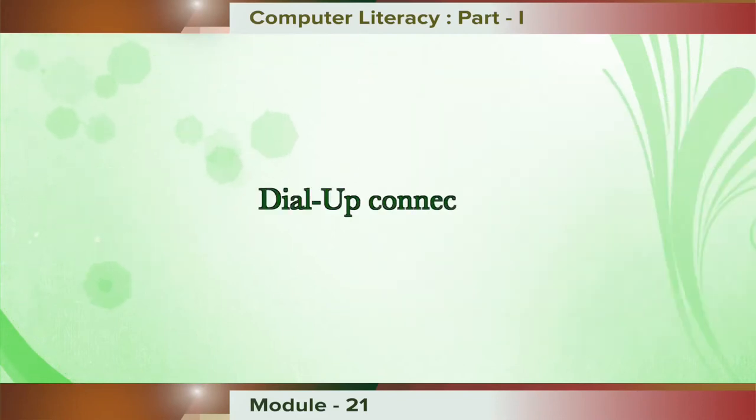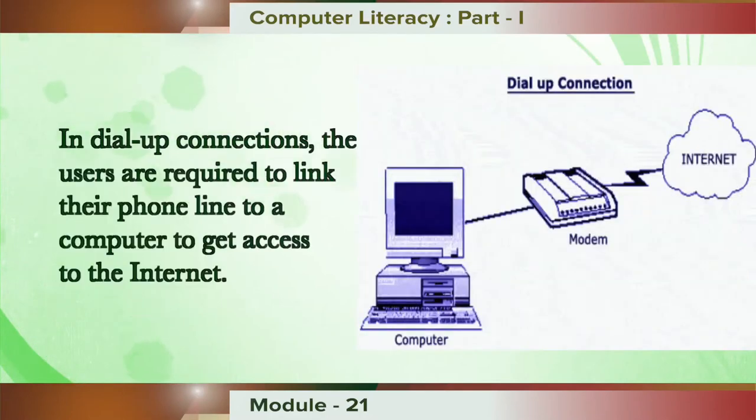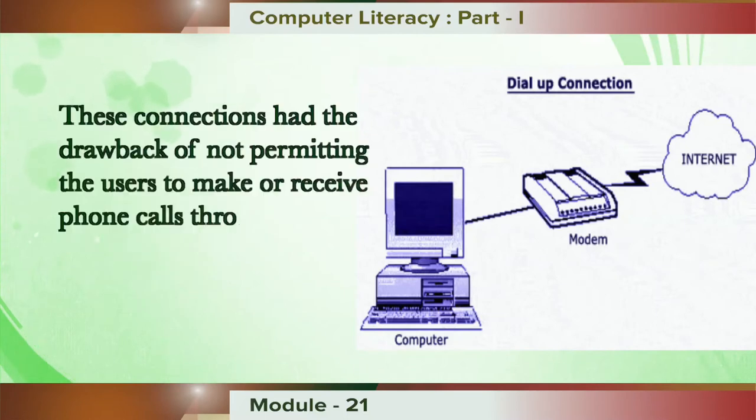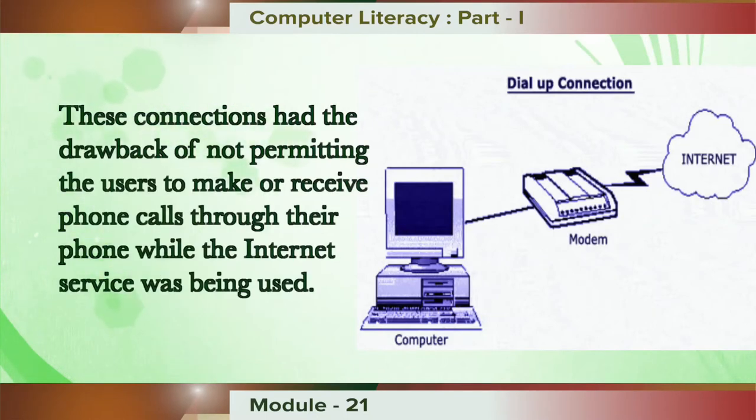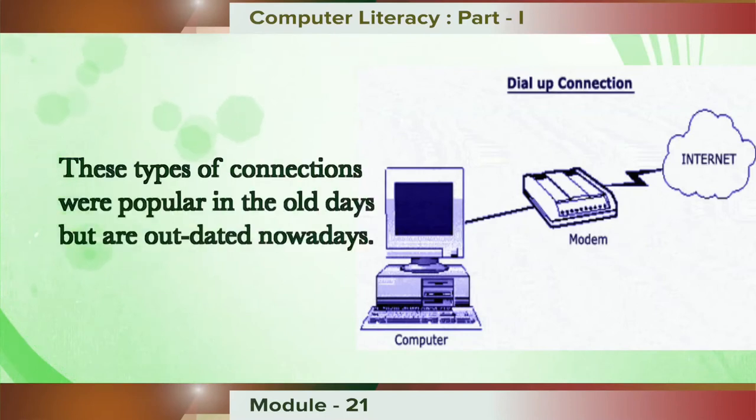Now let us look at another way in which we can get access to the internet. Dial-up connections are another way by which we can connect to the internet. In dial-up connections, the users are required to link their phone line to a computer to get access to the internet. These connections have the drawback of not permitting the users to make or receive calls through their phone while the internet is being used. These types of connections were very popular in the old days but are outdated nowadays.